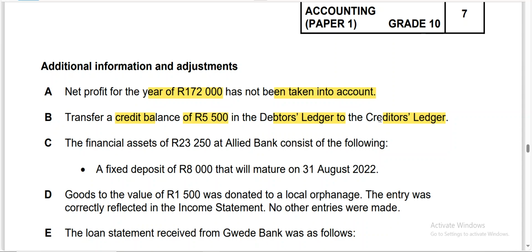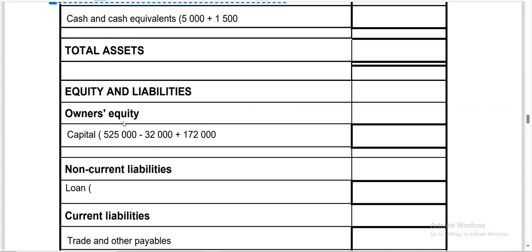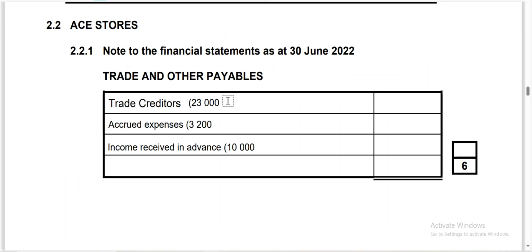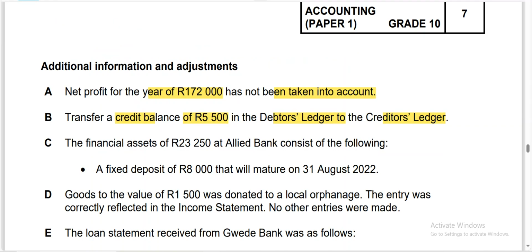Then when we move this to the creditors ledger, we'll have to credit creditors control, so under trade and other payables it's going to be plus 5,500. So guys, you need to make sure that a transaction that includes two accounts is recorded on both sides. Okay, then we are done with this. Then we can go to the next transaction.